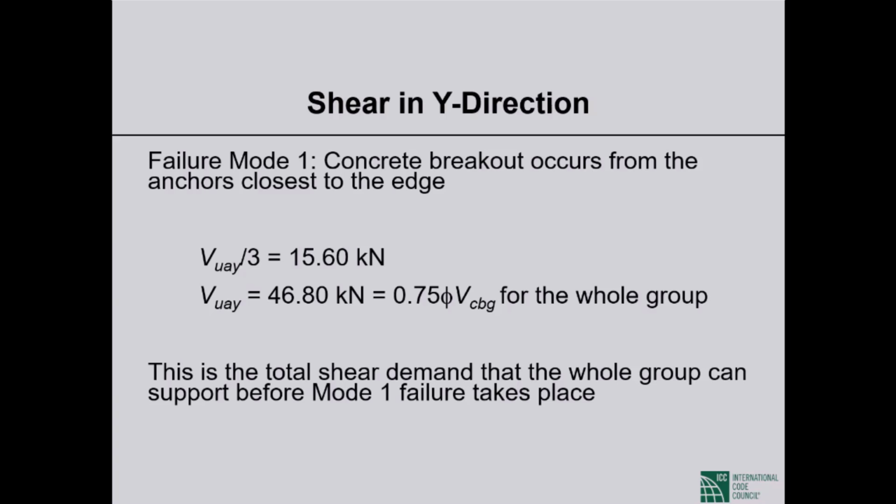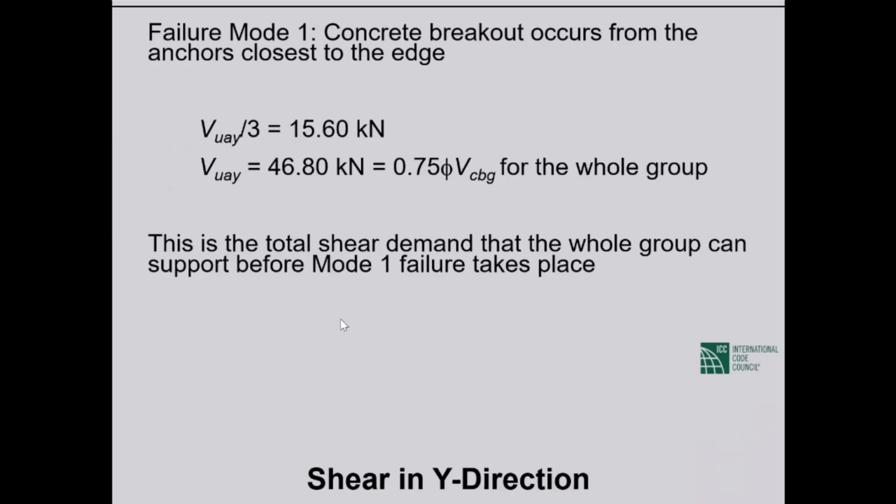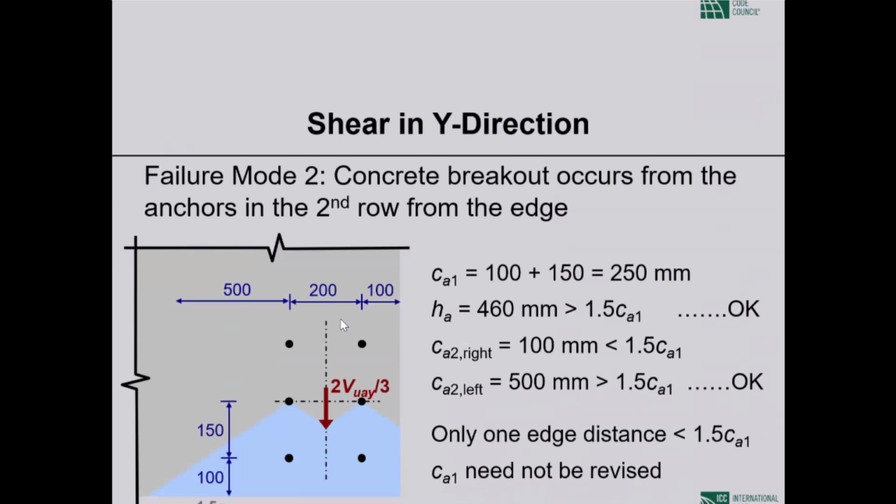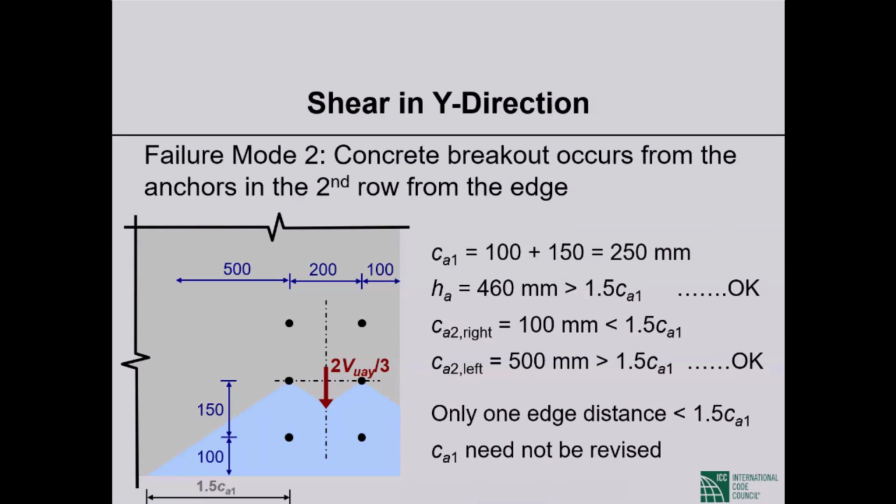Remember, these are the front two. So the total shear demand that the whole group can support before mode 1 failure takes place, the front two breaking out, is 3 times the 15.60, which is 46.80 kilonewtons. Okay.